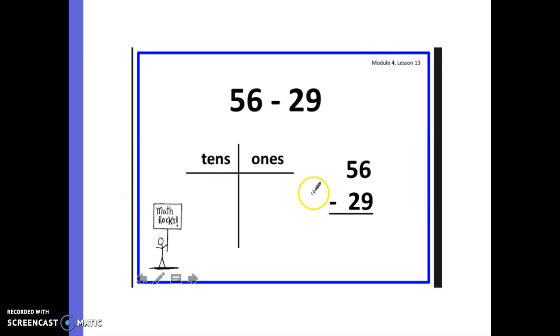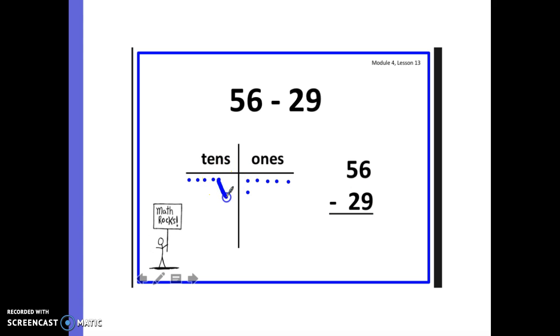Erase your board. Write 56 minus 29, and then 56 minus 29 the vertical way. We always draw our picture with the whole, the big number, which is 56. So I have 10, 20, 30, 40, 50, 51, 52, 53, 54, 55, 56. Okay. Can I take away 29? Well, I do have enough 10s, but do I have enough 9s? No. So I have to unbundle.